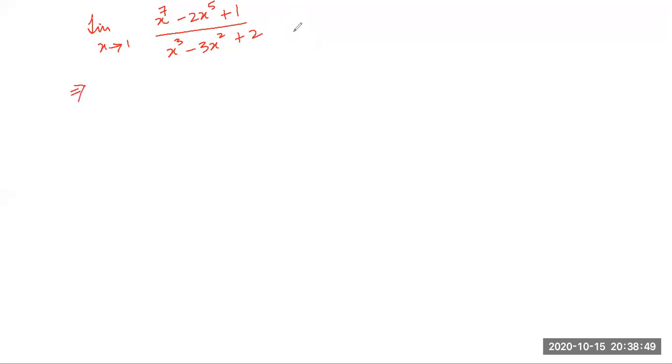First, is it of the 0 by 0 form? Put x is equal to 1. 1 minus 2 plus 1, yes, 0. 1 minus 3 plus 2, 3 minus 3, 0. Good. It is of the form of 0 by 0. So we have a confidence we can catch it.